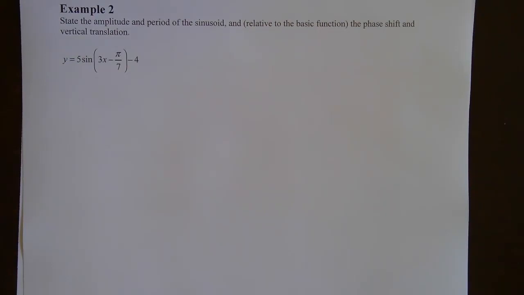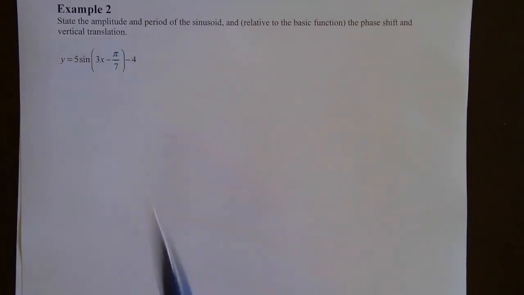So let's go to that. Okay, so this function, we have y equals 5 sine times, and then 3x minus pi over 7, and then minus 4. And I want to be able to state the amplitude, the period of the sinusoid, and relative to the basic function, the phase shift and the vertical translation, or vertical shift. We also call this vertical shift.